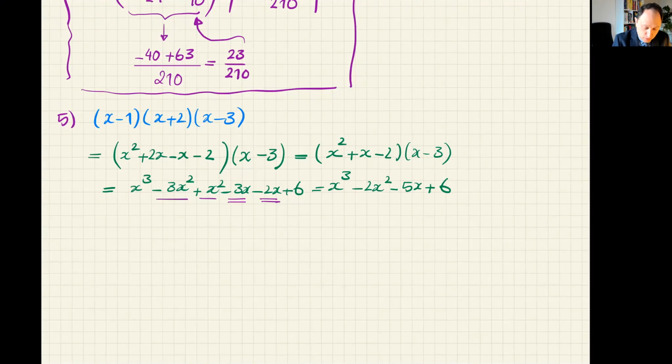Okay, so one more example here. What happens if I ask you to expand this? What should I do here?